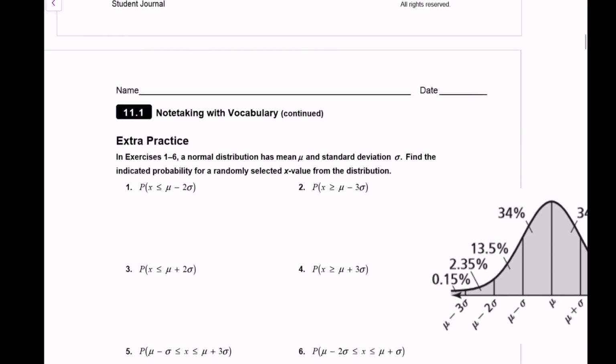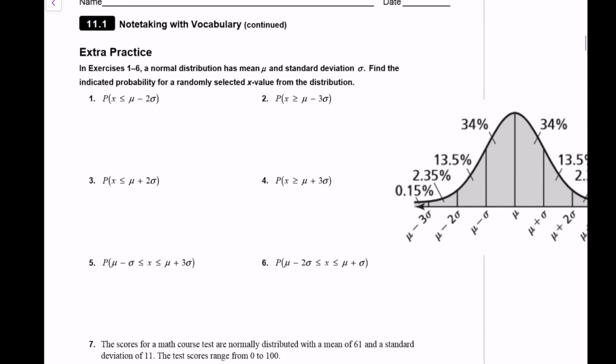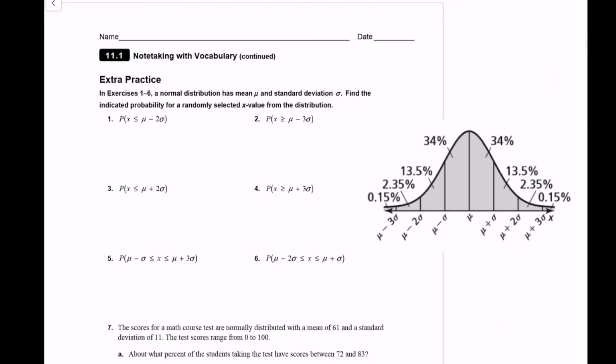So let's go ahead and take a look at a few of these examples. So right here, what I have is our normal curve. And the question says a normal distribution has mean and standard deviation, and then find the indicated probability of a randomly selected x value from the distribution. So number 1 says, what is the probability of x being less than or equal to the mean minus 2 standard deviations?